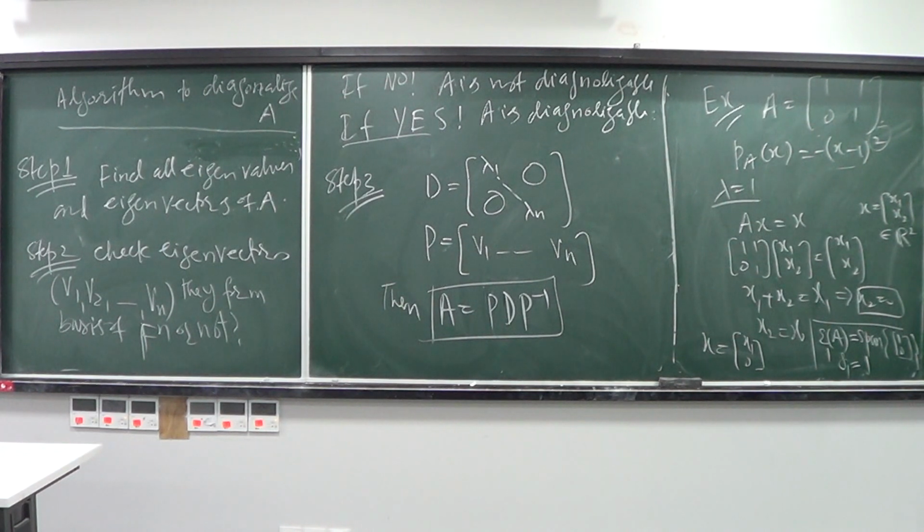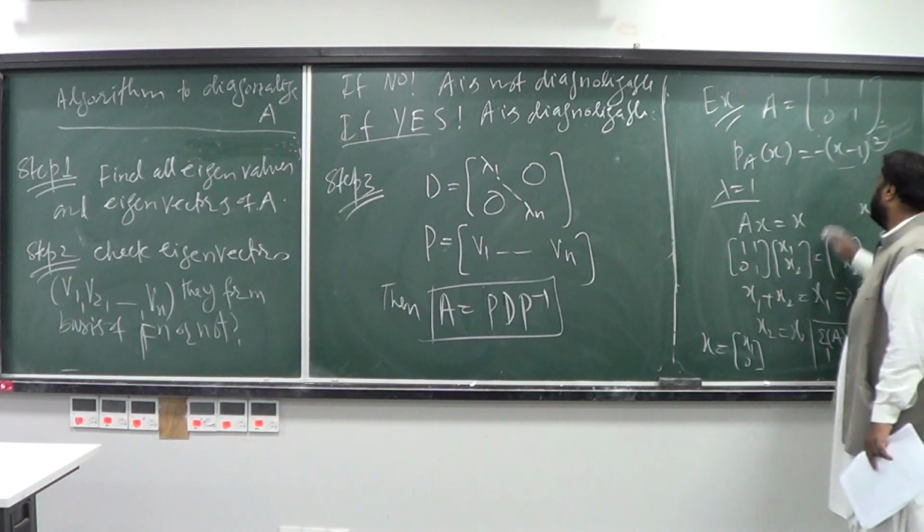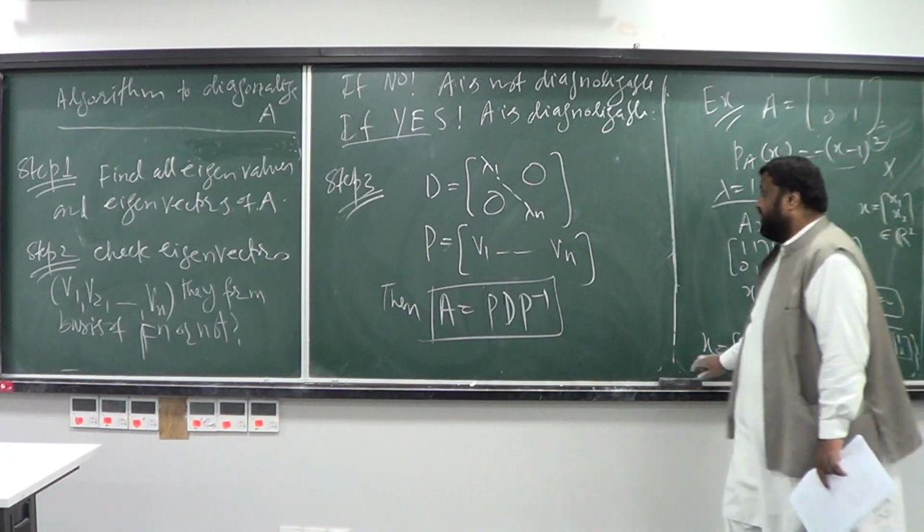So in order to diagonalize a matrix, you have to compute the eigenvalues, compute all its eigenvectors, and see whether the eigenvectors constitute a basis for R2, or Rn, whatever the order of the matrix is. If they form a basis, you can diagonalize the matrix. If they don't, you can't diagonalize the matrix. So this is not diagonalizable.